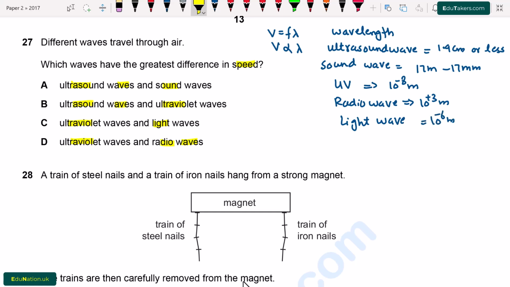Clearly we can see from here that the difference in the wavelength is larger for the ultrasound wave, which is 1.9 cm, and ultraviolet wave, that is 10 to the power minus 8 meter. It means that the difference in the speed will be larger for ultrasound wave and for ultraviolet wave. So option B is correct from here.